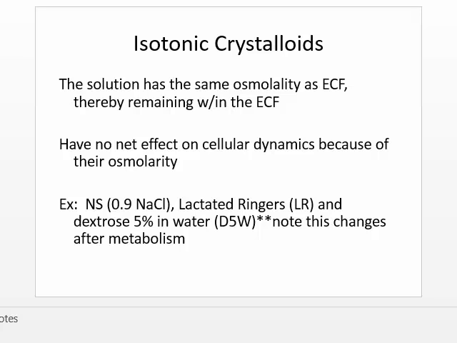Examples of these are normal saline, or 0.9% sodium chloride, lactated Ringer's, and D5W. That's dextrose 5% in water. Now, what you need to remember about D5W is it may start as isotonic, however, it rapidly will convert to hypotonic. When the dextrose in the fluid is metabolized, it then becomes hypotonic.